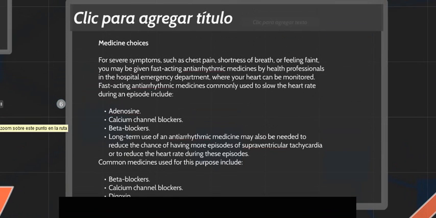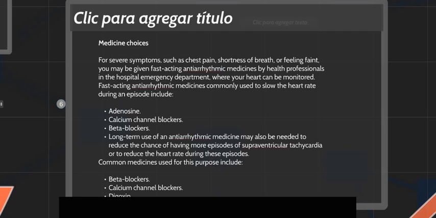Medicine shows. For several symptoms such as chest pain, shortness of breath, or feeling fine, you may be given fast-acting antiarrhythmic medicines by heart professionals in the hospital emergency department, where your heart can be monitored. Fast-acting antiarrhythmic medicines commonly used to slow the heart rate during an episode include adenosine, calcium channel blockers, and beta blockers.